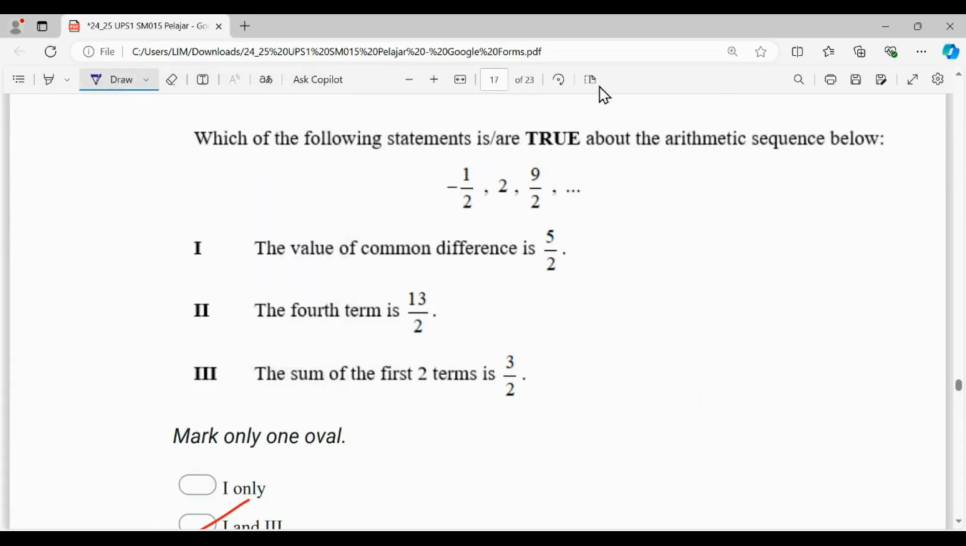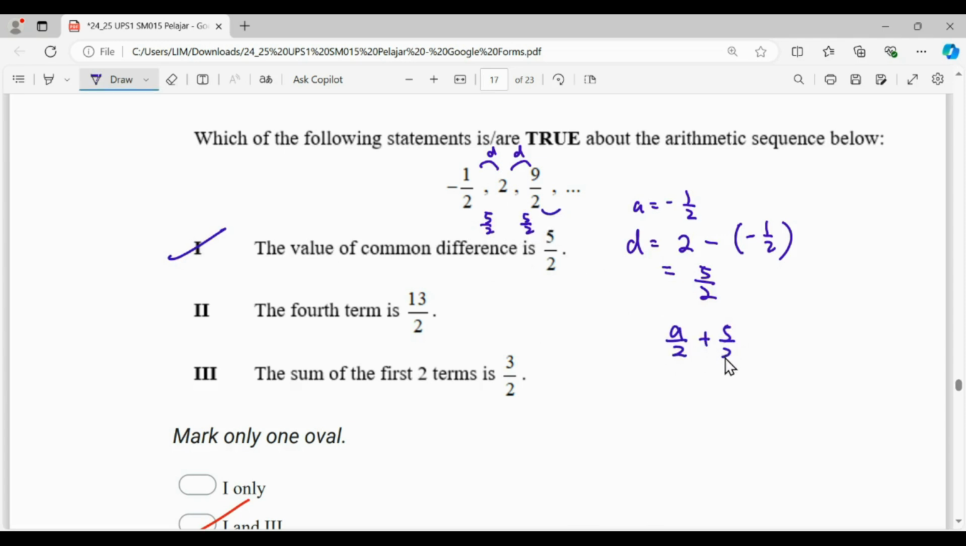Next, which of the following statements are true about the arithmetic sequence? An arithmetic sequence has a common difference. So a is negative half. For the common difference, we take the term behind minus the term before it. So it gives us 5 over 2. So the value of the common difference is 5 over 2. Yes, correct. The fourth term, then we need to calculate. So this one, plus 5 over 2, plus 5 over 2, we can plus 5 over 2, 9 over 2 plus 5 over 2, 14 over 2, it is 7.